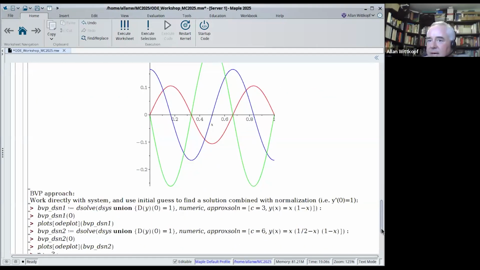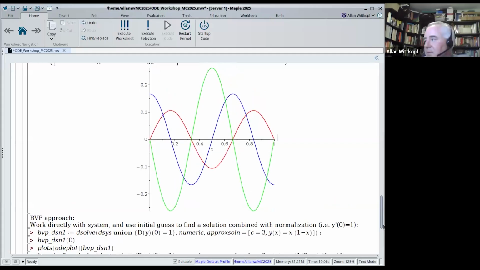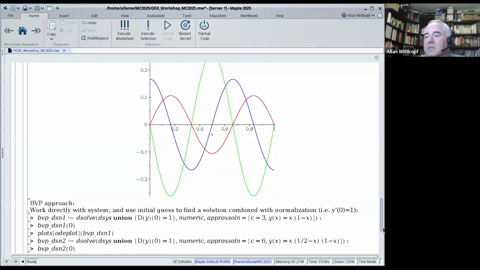Okay, so that is the shooting method for eigenvalue problems.